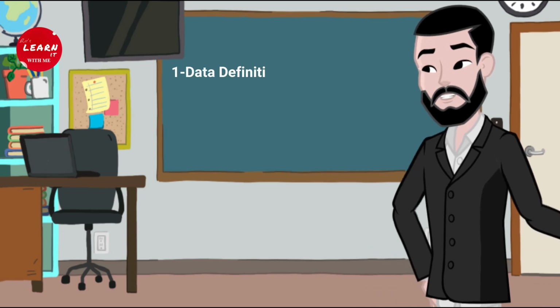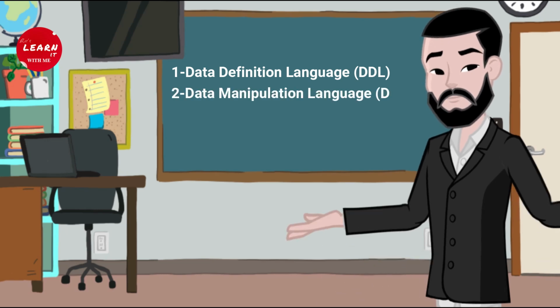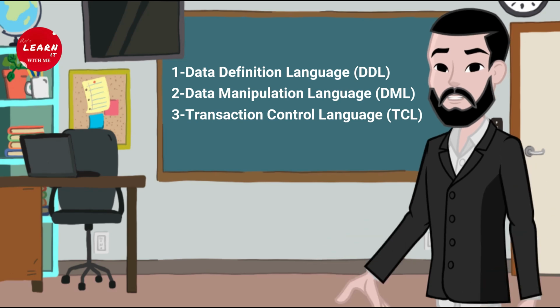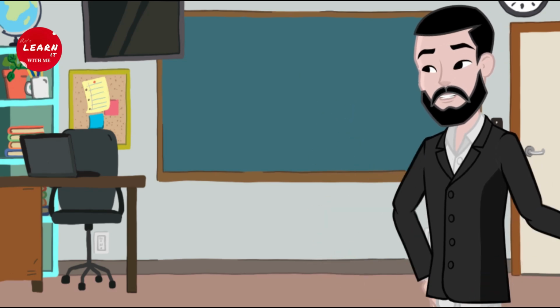1. Data Definition Language, DDL. 2. Data Manipulation Language, DML. And 3. Transaction Control Language, TCL. Let's explore each of these with examples and syntax.